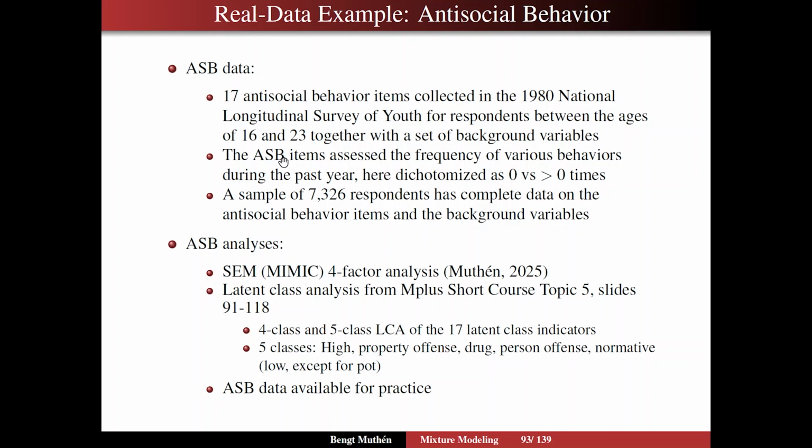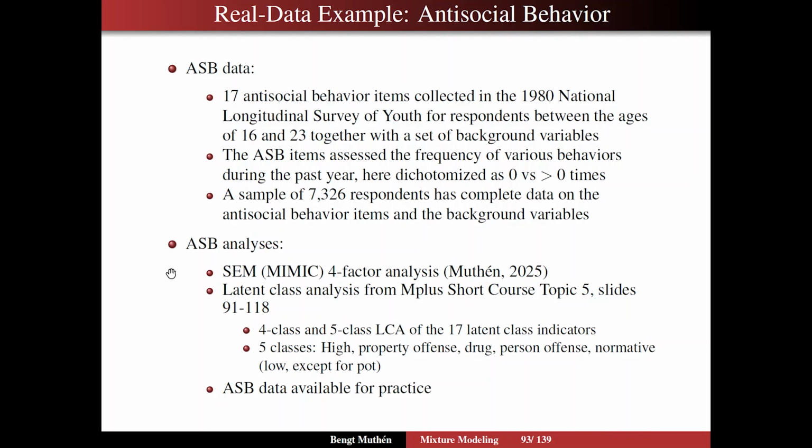And the items assess the frequency of various behaviors during the past year, dichotomized here as 0 versus more than 0 times. So it's a good size sample, over 7,000 respondents, and it has complete data on the antisocial behavior items and the background variables. Unfortunately, the data is not quite realistic in the sense that we have already eliminated some people with missing data, probably particularly on the background variables. So in this case, we have no missing data on X.